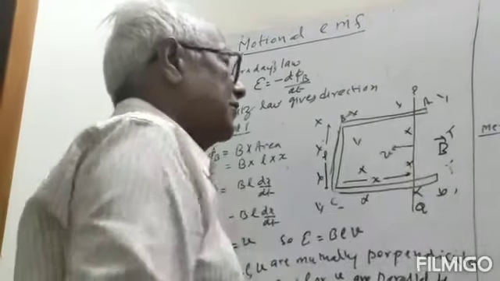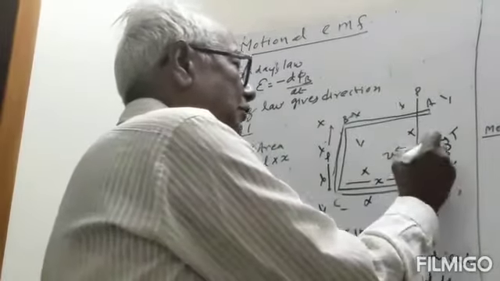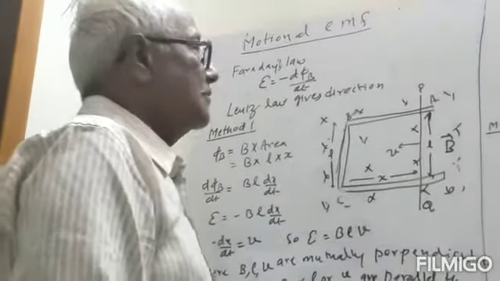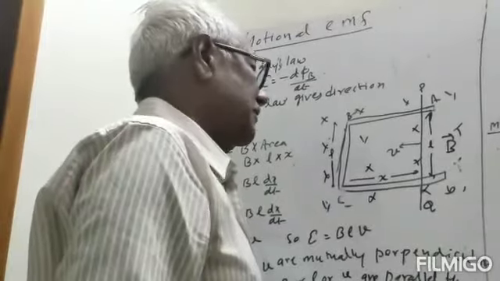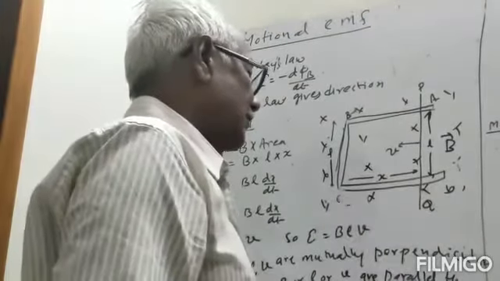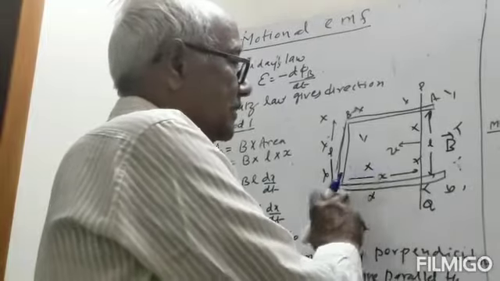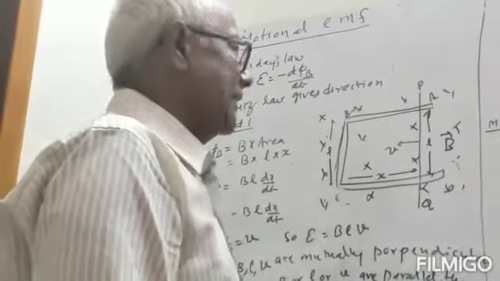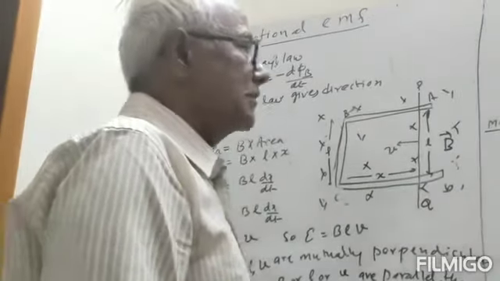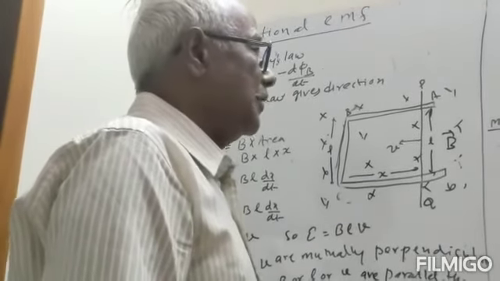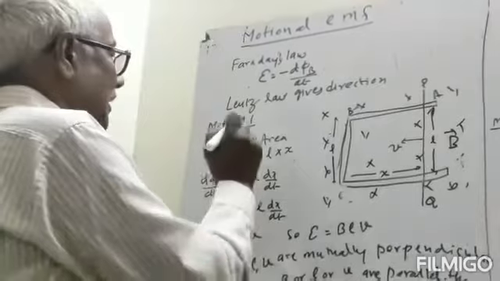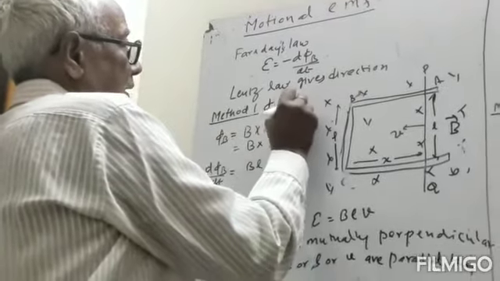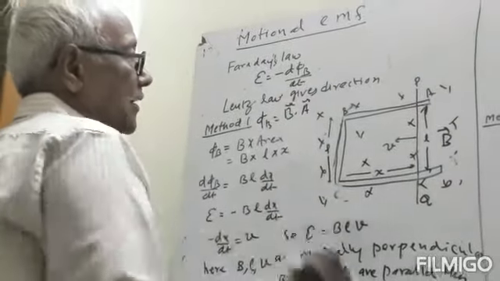We put a wire PQ on it. The length of the wire is small l between these two ends, and the position at any time is x, meaning CD is equal to x. So, when the rod PQ is at rest, what will be the magnetic flux? The magnetic flux will be equal to B dot A. So, magnetic flux phi B will be equal to B dot A.